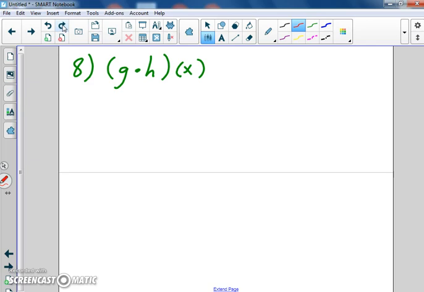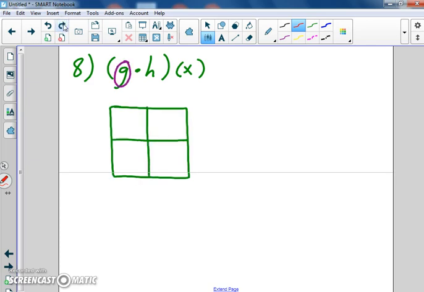G times h of x. This is a box problem. G of x is 4x plus 2. H of x is 6x minus 4. Now, do each of the boxes.